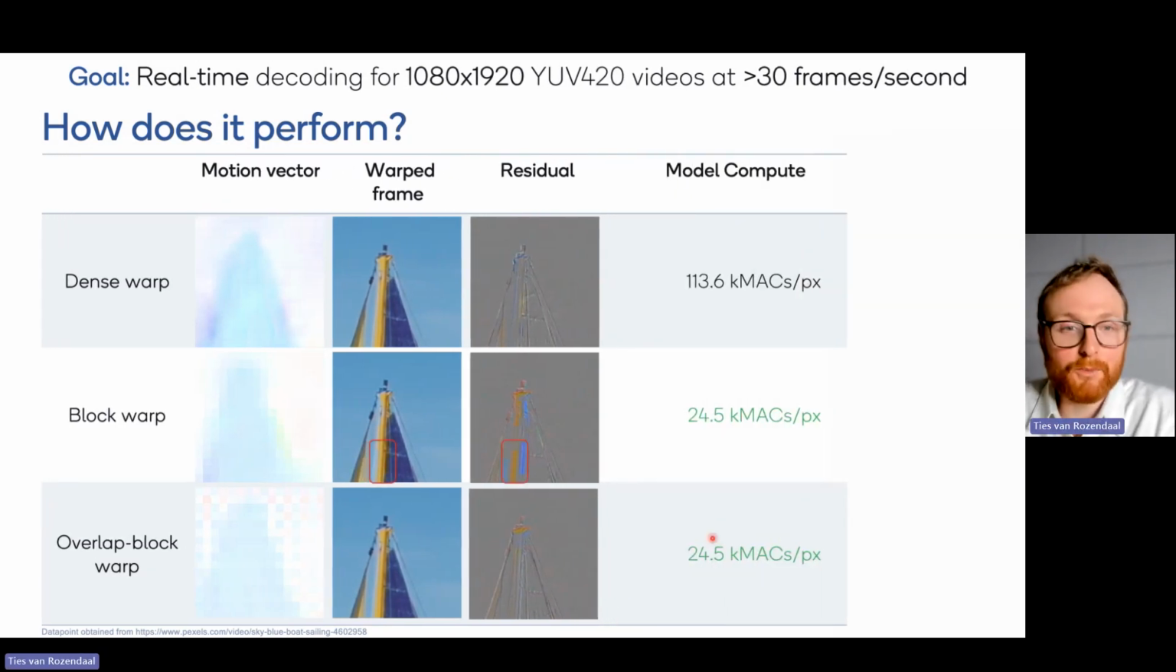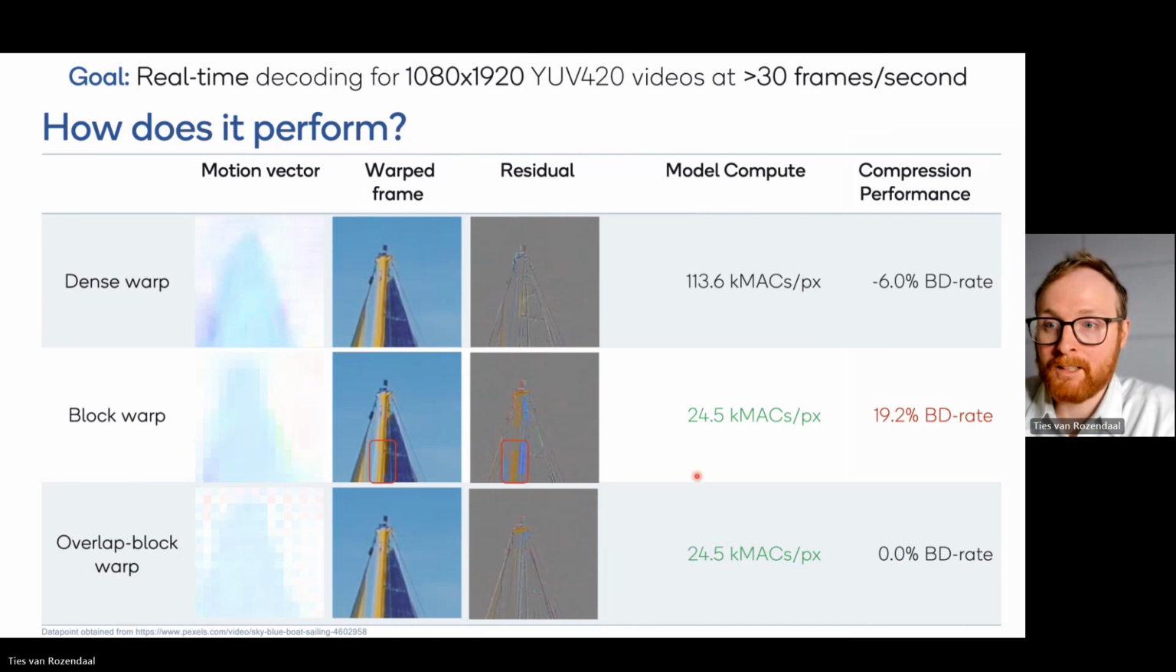When looking at the compute, we can see that both block-based warping methods benefit greatly from reduced model compute. In fact, there's more than 4 times less compute operations. Looking at compression performance, here lower numbers are better. We can see that dense warp is only 6% better than our method, despite having more than 4 times more compute operations. Block warping is a lot worse than our method.